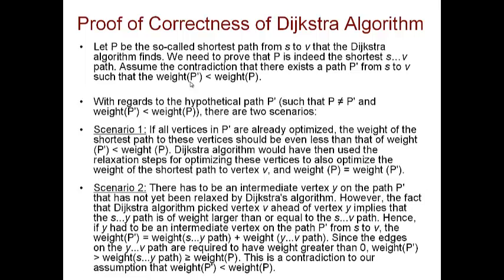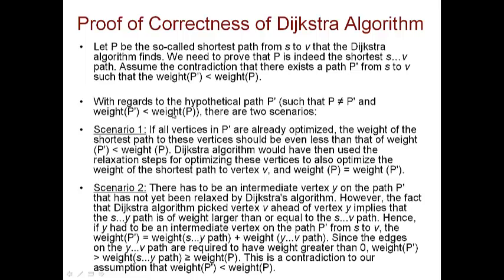Okay, so we have only two scenarios that we need to look at. One scenario is that every intermediate vertex in the path P prime is already optimized, or there exists at least one intermediate vertex in the path P prime that is not yet optimized. Okay, so we'll see both the scenarios.